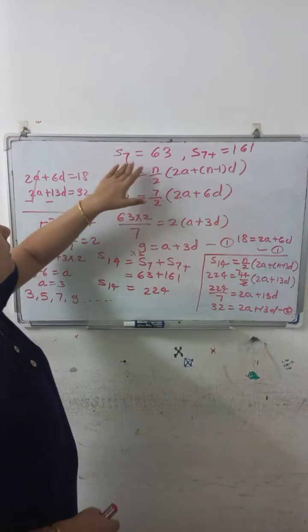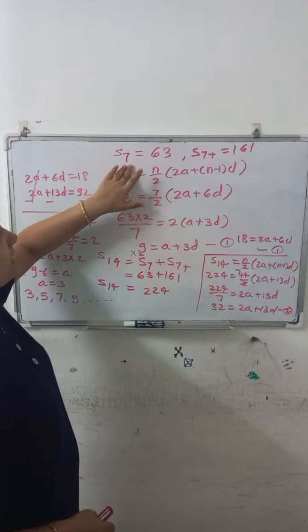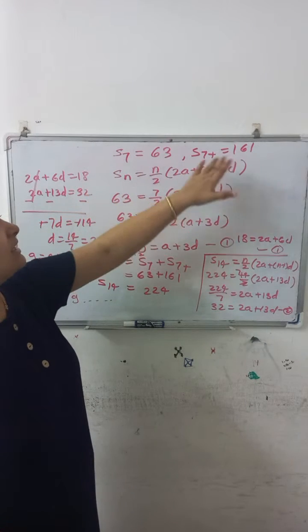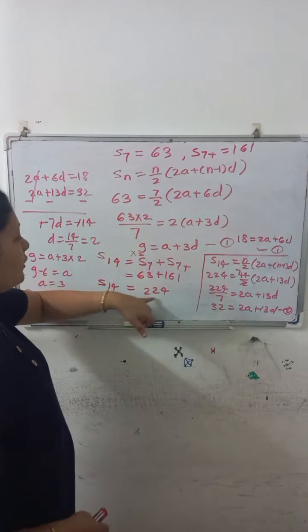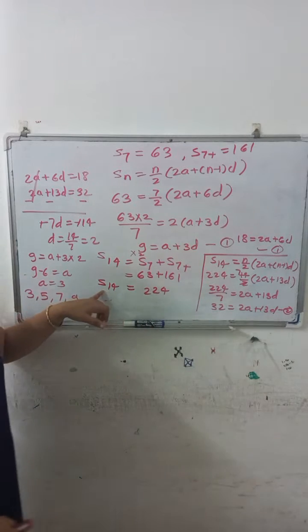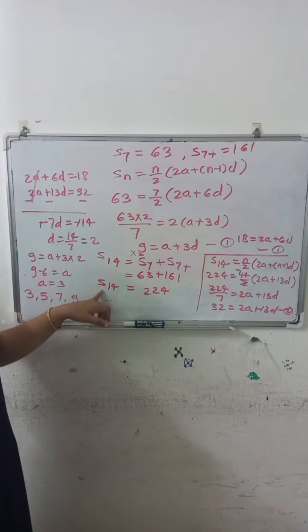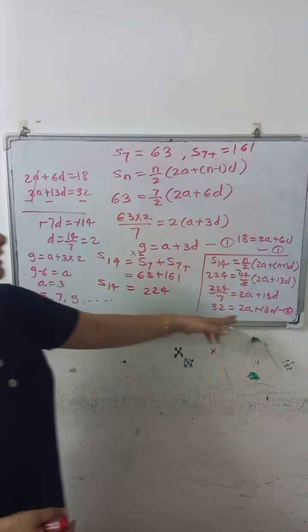And a very important thing, we know the sum. The sum of the first 7 terms and the sum of the next 7 terms is nothing but 244. So from this you can calculate the sum of 14 terms. Again you will get the equation.